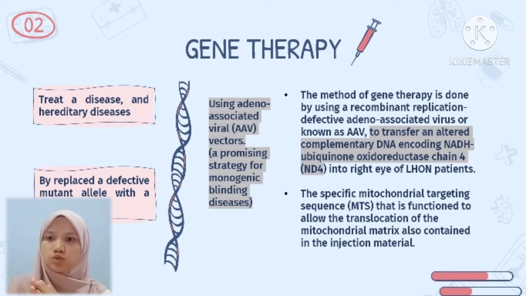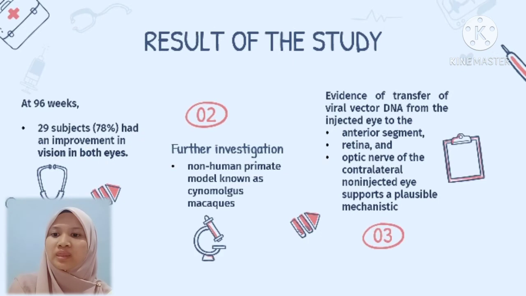The function is to transfer an altered complementary DNA encoding NADH ubiquinone oxidoreductase chain 4, ND4, into the right eyes of the LHON patients. Besides, the specific mitochondrial targeting sequence, MTS, which is functional to allow translocation into the mitochondrial matrix, is also contained in the injection material. The next part is the result of this study.